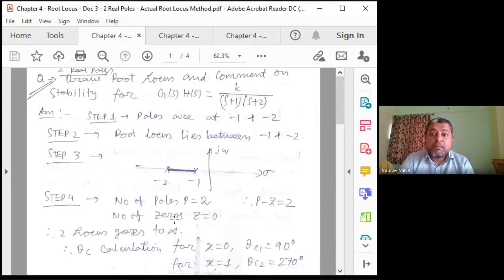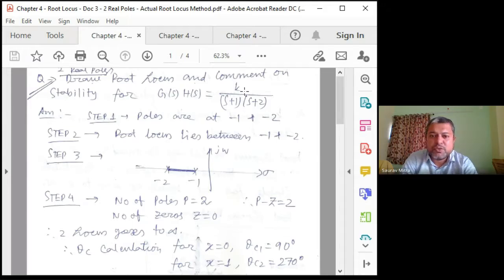But if another zero is added, so I am giving you GSHS with a zero, let's say s plus 7, in that case there will be only one path, because the number of root locus paths, very important, is equal to the number of open loop poles minus the number of open loop zeros. I am repeating again, a very important thing: the number of root locus paths is equal to the number of open loop poles minus the number of open loop zeros.